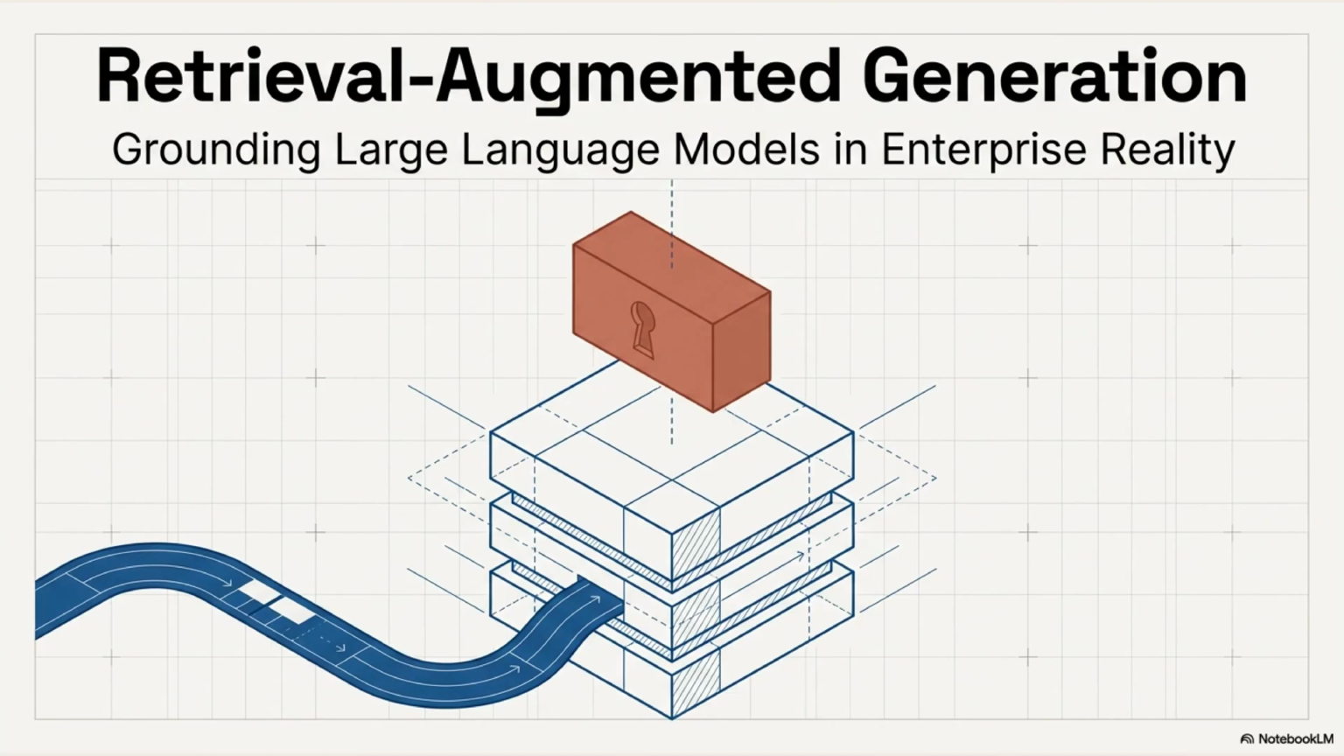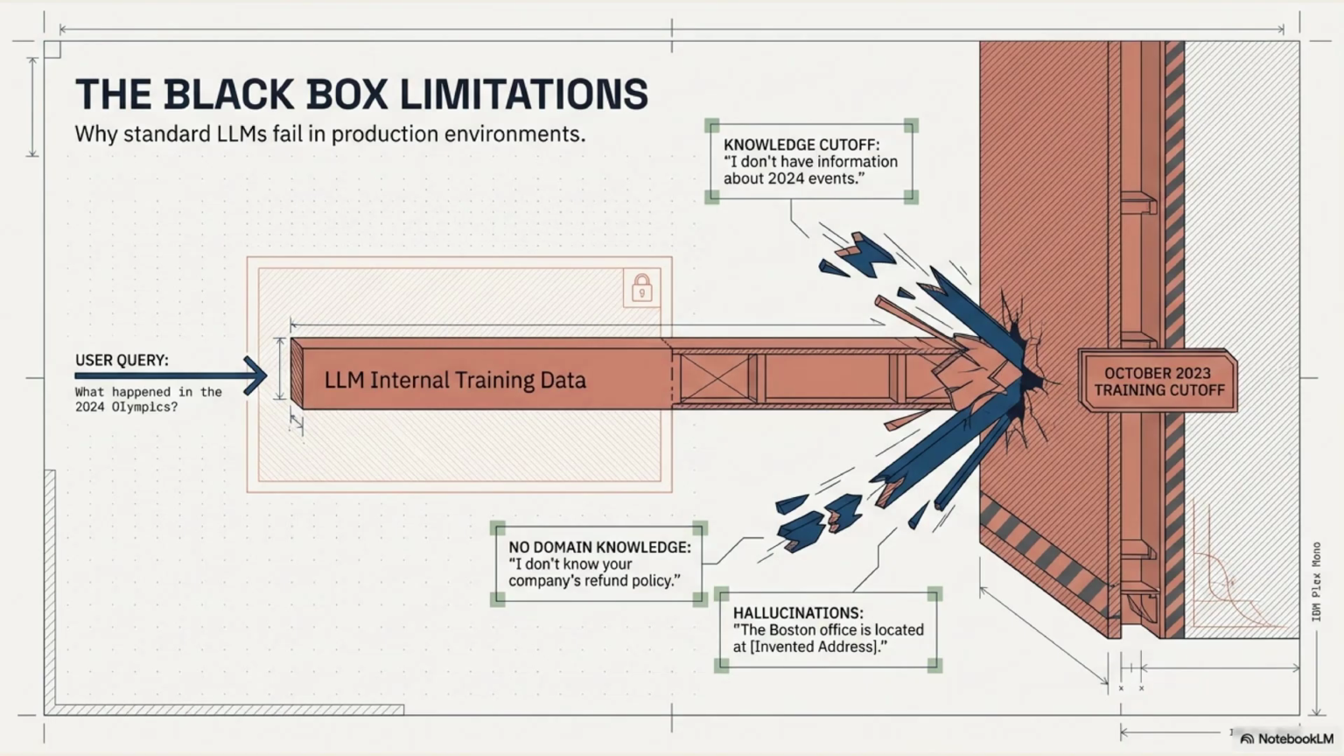Let's get into it. This slide is titled The Black Box Limitations, and it's one of the most important slides in this entire course because it forces us to confront exactly why standard language models fail in real production environments. Look at the diagram. On the left, you have a user query. What happened in the 2024 Olympics? That query enters the model's internal training data represented by this large brick-colored block. The model processes it, tries to find the answer, and crashes into the wall on the right. That wall is labeled October 2023 Training Cutoff.